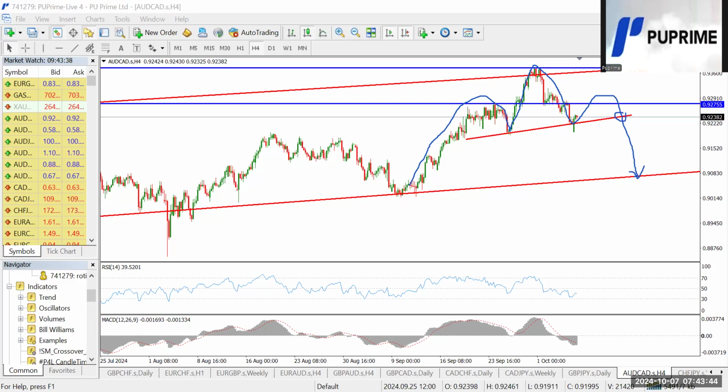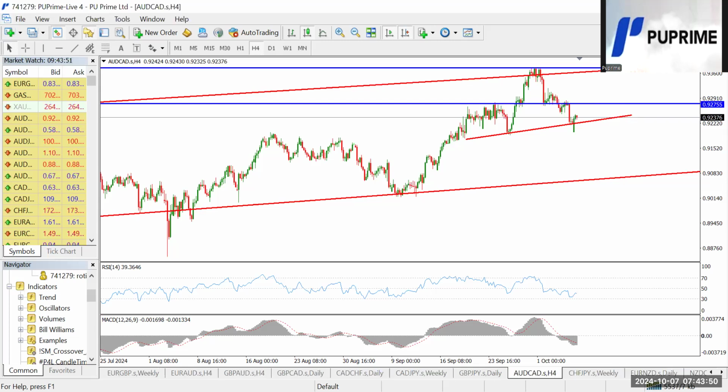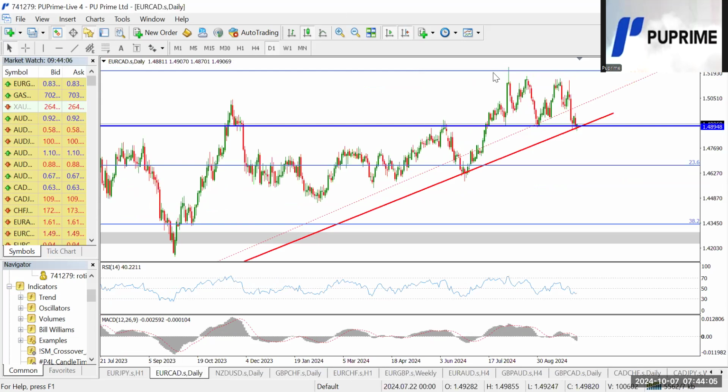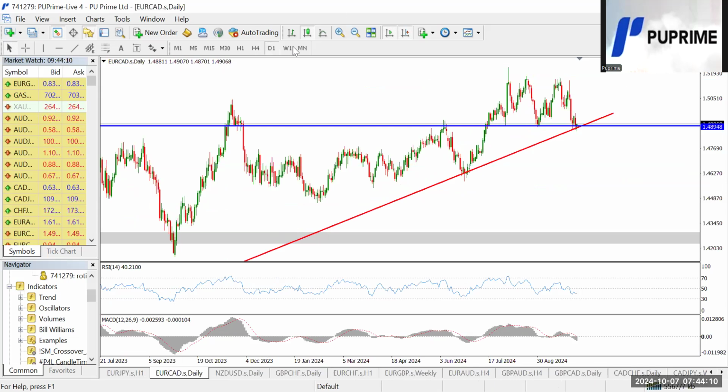Euro card. Now, most of these card pairs, the Euro card, GBP card, AED card, they are all getting ready for a medium to long term bearish movement. For Euro card, this is the Euro card on the daily time frame. I think I should start the analysis from the weekly. Let's go to the weekly first.